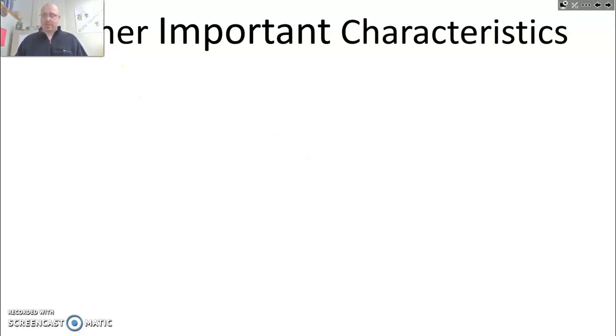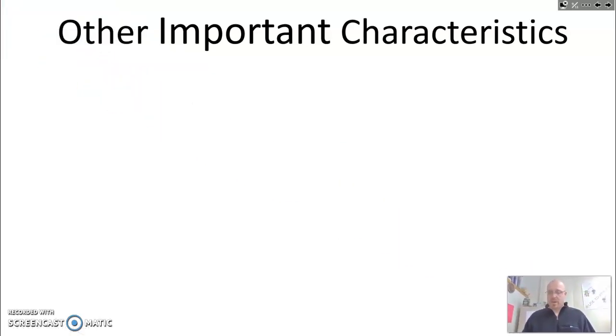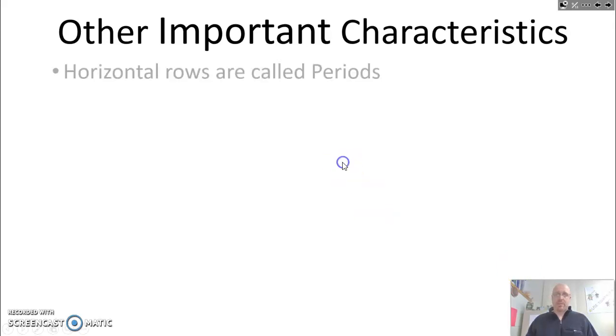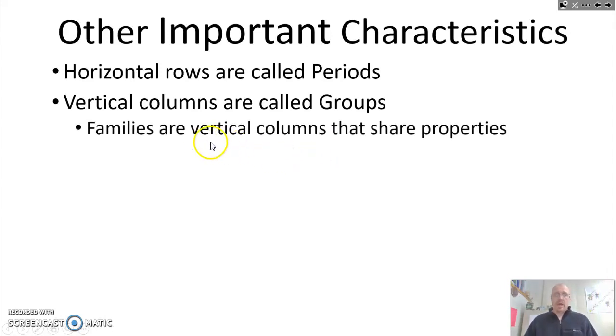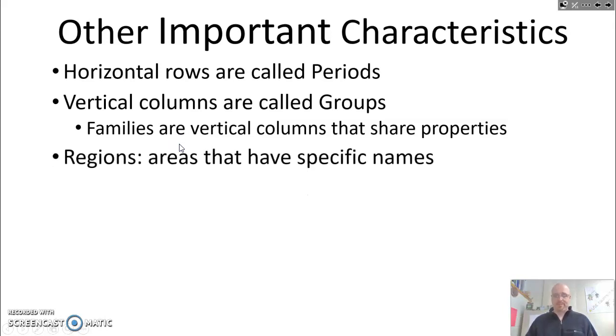Other important characteristics about the periodic table of elements are as follows. The horizontal rows, the ones that go across, are called periods, okay? Vertical columns, the ones that go up and down, are called groups, okay? And another name for those groups is families, and those are basically the ones in the vertical column that share properties. They are all very, very similar, and so we call them a family.